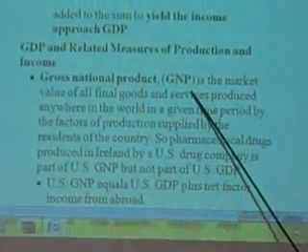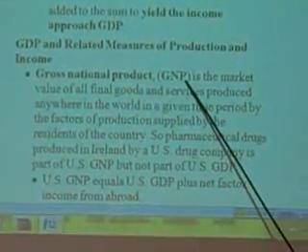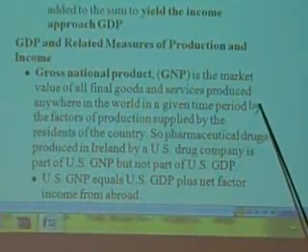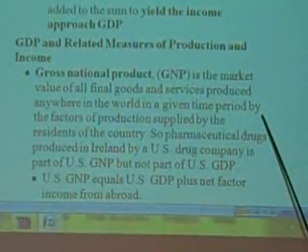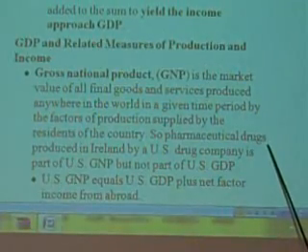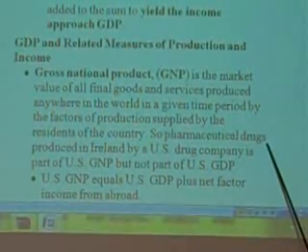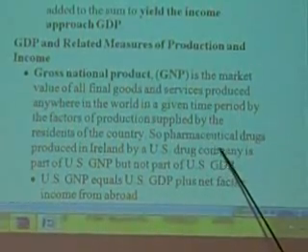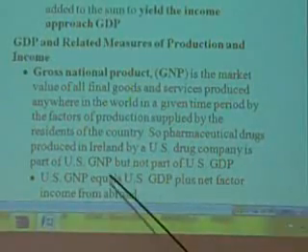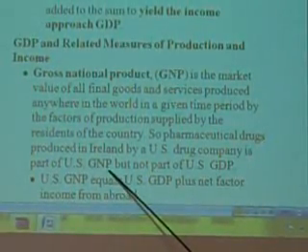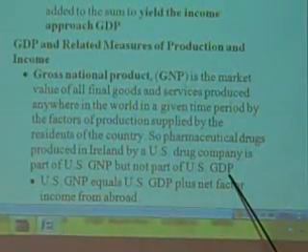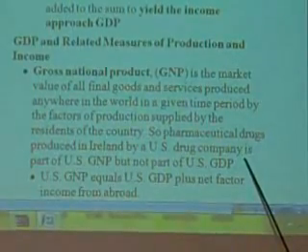The gross national product, that is the GNP, the national product, is the market value of all final goods and services produced anywhere in the world in a given time period by the factors of production supplied by the residents of one particular country. So, pharmaceutical drugs produced in Ireland by a U.S. drug company are part of U.S. GNP, that is the gross national product, but not part of U.S. gross domestic product. How come? It wasn't manufactured in the United States.